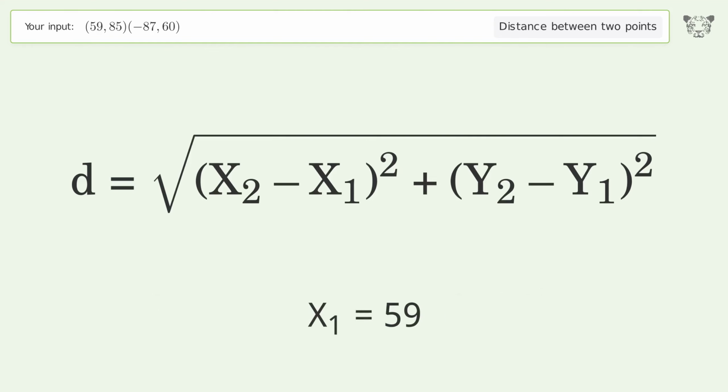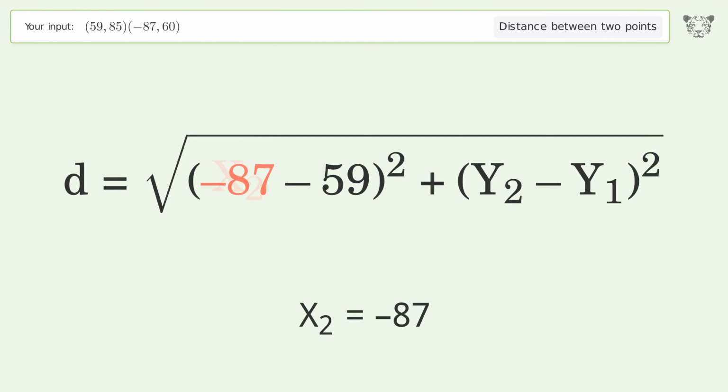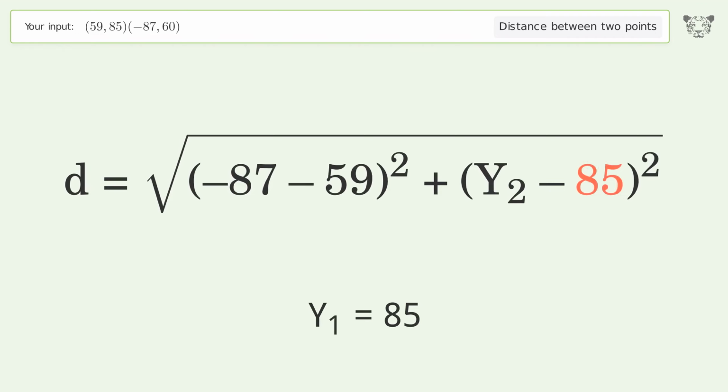x1 equals 59. x2 equals negative 87. y1 equals 85. y2 equals 60.